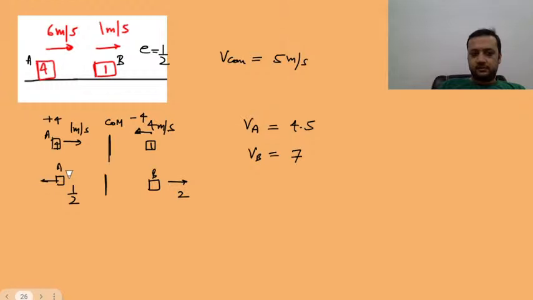Even after the collision, if you see, the momentum of A was 4 into half, that means 2 towards this direction, and this was again 1 into 2, that means 2 towards this direction. So again it is coming out to be 0. If you see, the momentums are cancelling in the COM frame. It will always happen.